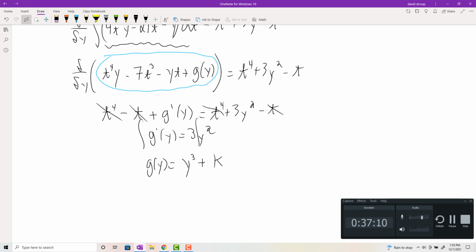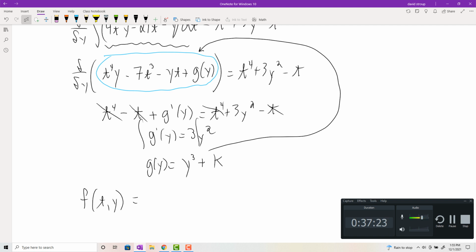All right. So plugging that back into our formula for what we think f of t, y is, we get f of t, y equals t to the fourth y minus 7t cubed minus y times t plus y cubed. And usually we could put the constant on the other side, so I put a k over here. Set the thing equal to k.